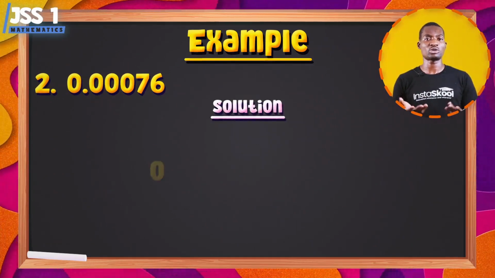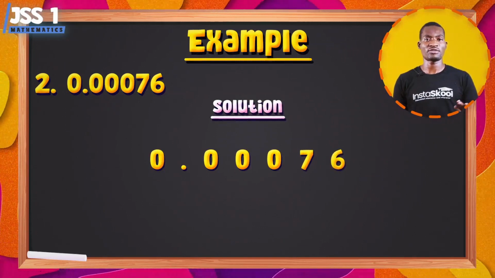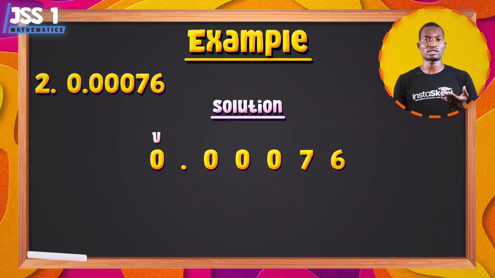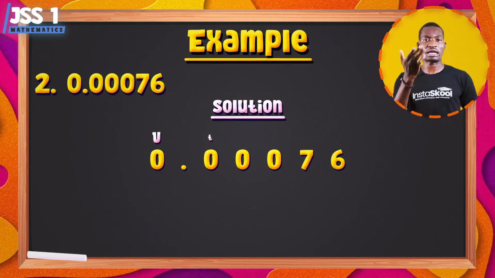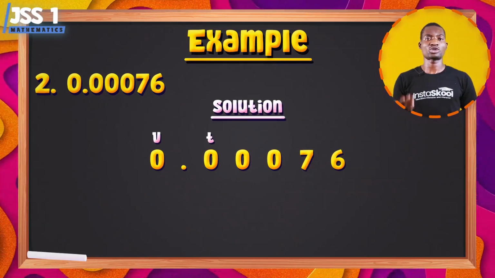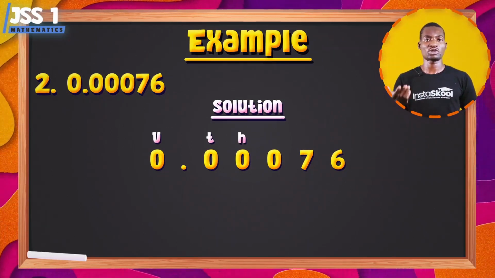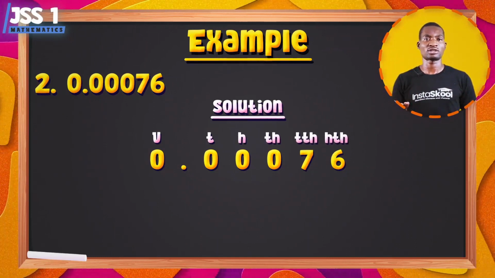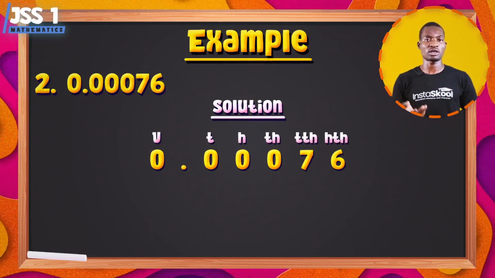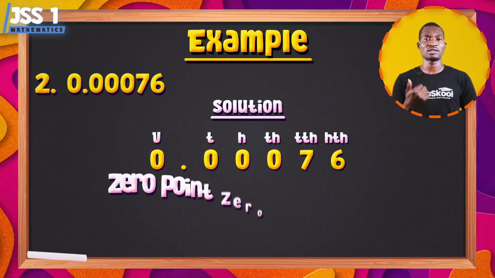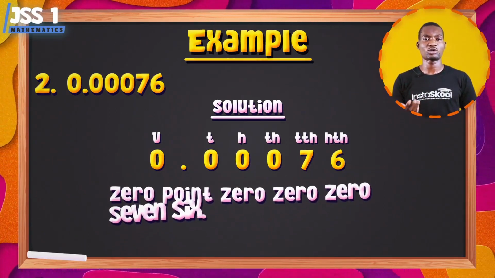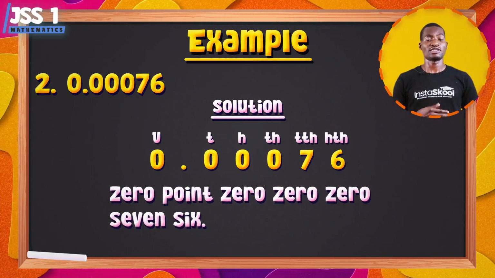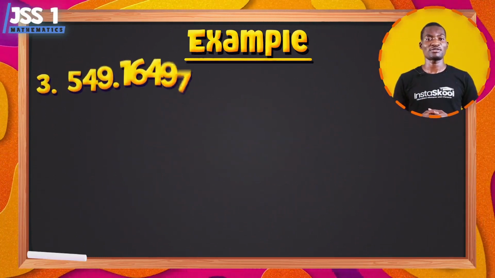The second example we're going to consider is 0.00076. Now, how do we write that in headed column? The first 0 goes under unit. The second 0 after the point goes under tenth. The next 0 goes under hundredth. The next goes under thousandth. Then ten-thousandth. Then hundred-thousandth. Now, how do you pronounce that? Pronounce it as 0.00076.